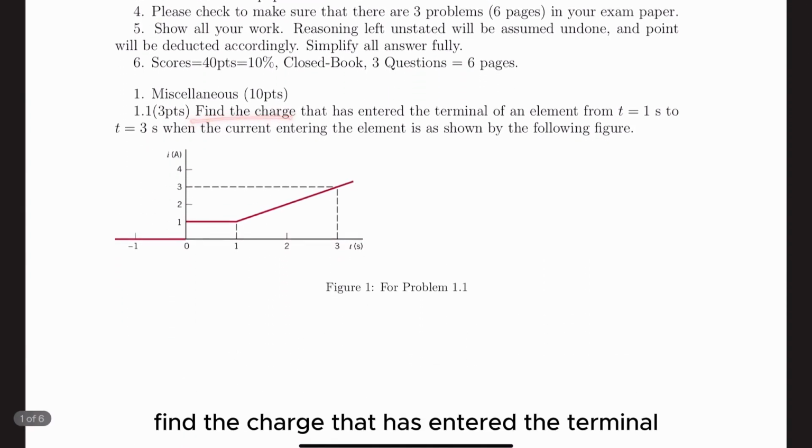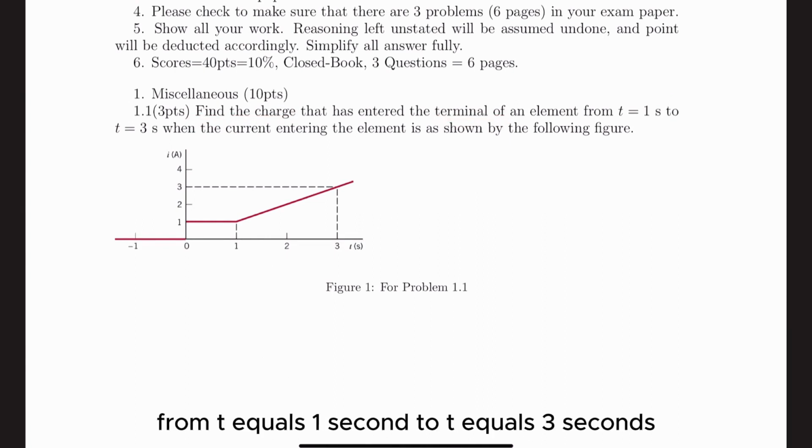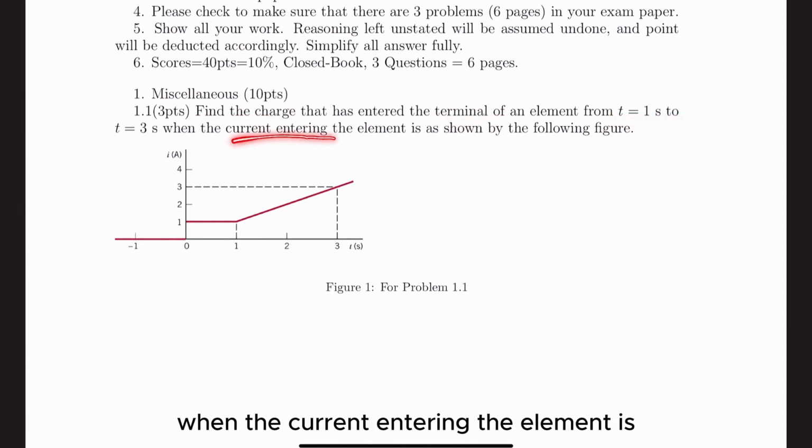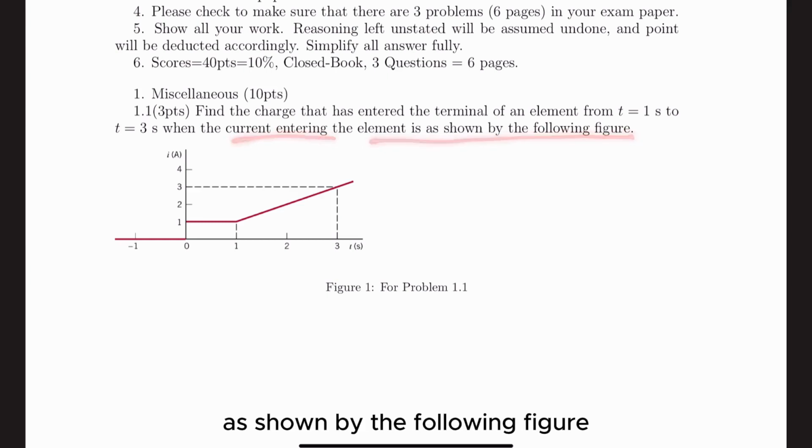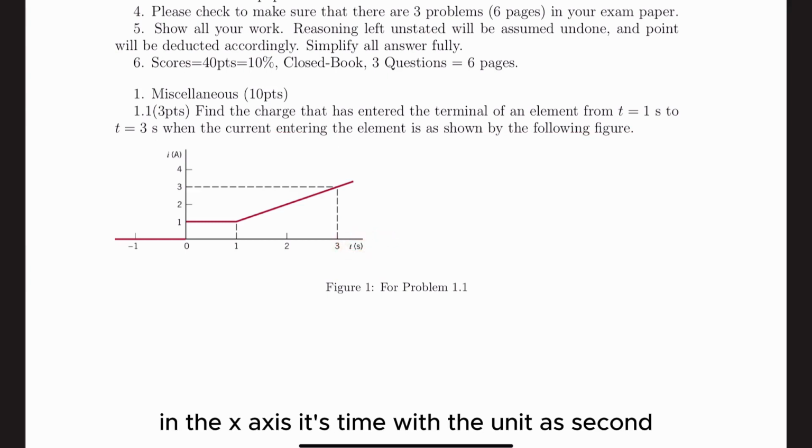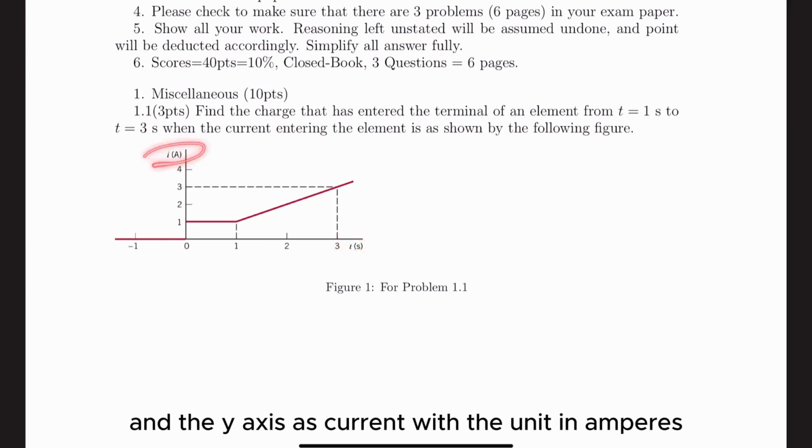Find the charge that has entered the terminal from the element from t equals 1 second to t equals 3 seconds when the current entering the element is as shown by the following figure. So we've been given the graph, so let's look at its axis first. On the x-axis, it's time with the unit as second, and the y-axis is current with the unit in amperes.